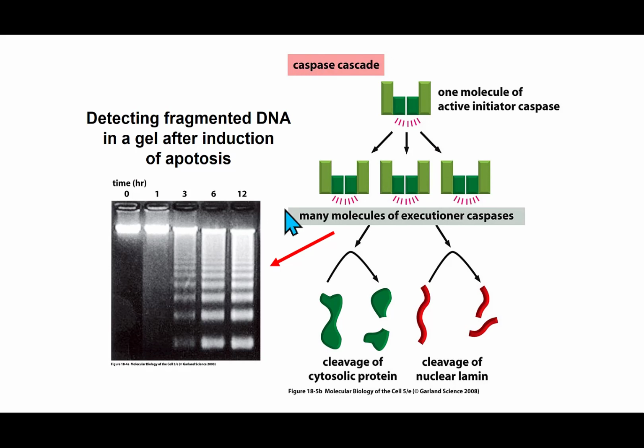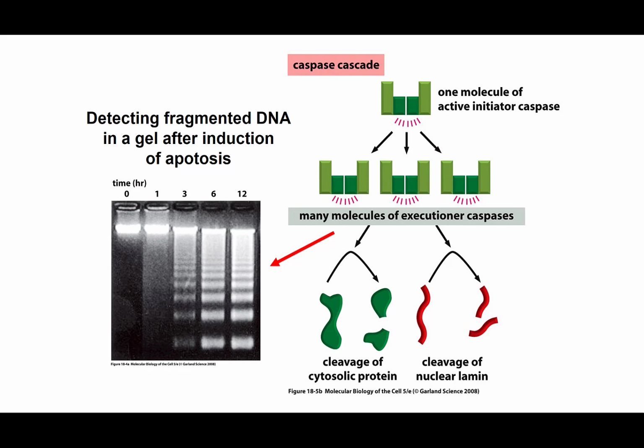The second thing to note is that the executioner caspases like caspase 3 are not going to chop up DNA directly. Remember, executioner caspases chop up specific proteins, not DNA. So what typically happens is the executioner caspase chops up another protein, and then eventually you get the activation of some protein that goes to the nucleus to chop up DNA.